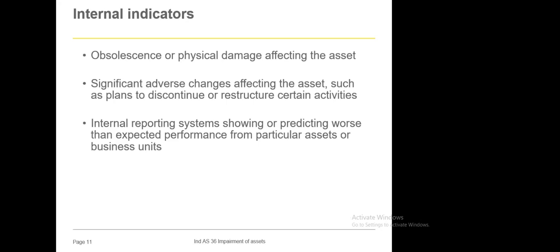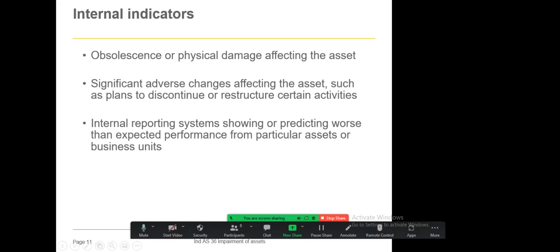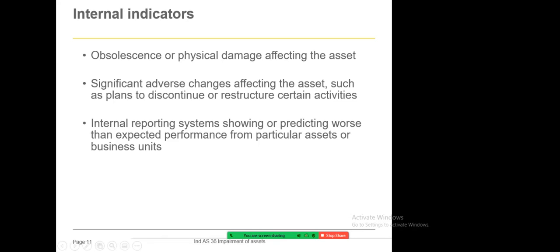Next is significant adverse changes affecting the asset, such as plans to discontinue or restructure certain activities. Next could be internal reporting systems showing or predicting worse than expected performance from a particular asset or business unit. This means that internal reporting means every company generally prepares MIS through which they do reporting to the management. So if as per that internal reporting, it seems that the expected performance is going down, then in that case also there is a situation that it is leading to impairment.